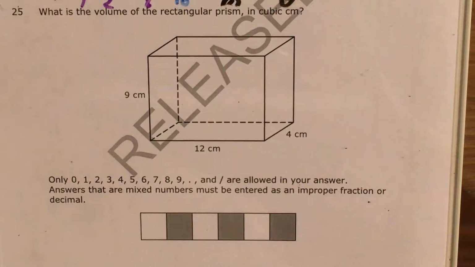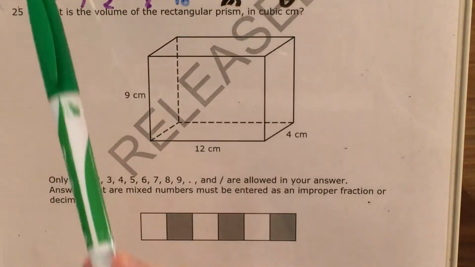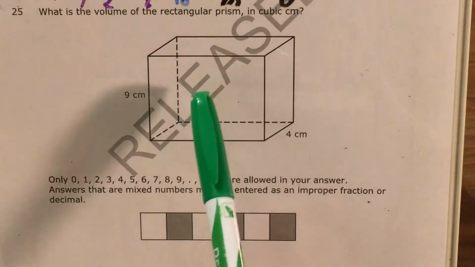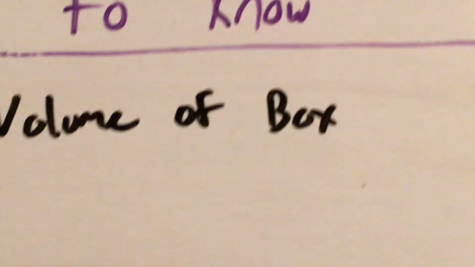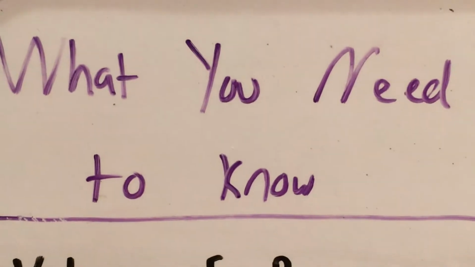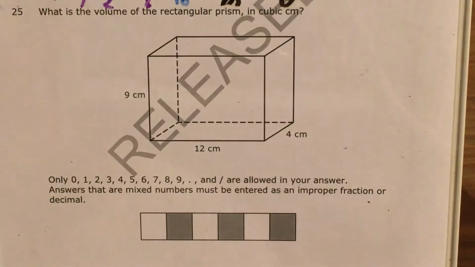This is Mr. W. Today we're going to tackle question 25 in the 5th grade math questions that North Carolina released this past school year. We can see that we have a rectangular prism and we are just trying to find the volume in cubic centimeters. So in order to do really well in a question like this, the biggest skill that you'll need to know is how to find the volume of a box or a rectangular prism. Those are two words that talk about the same thing.